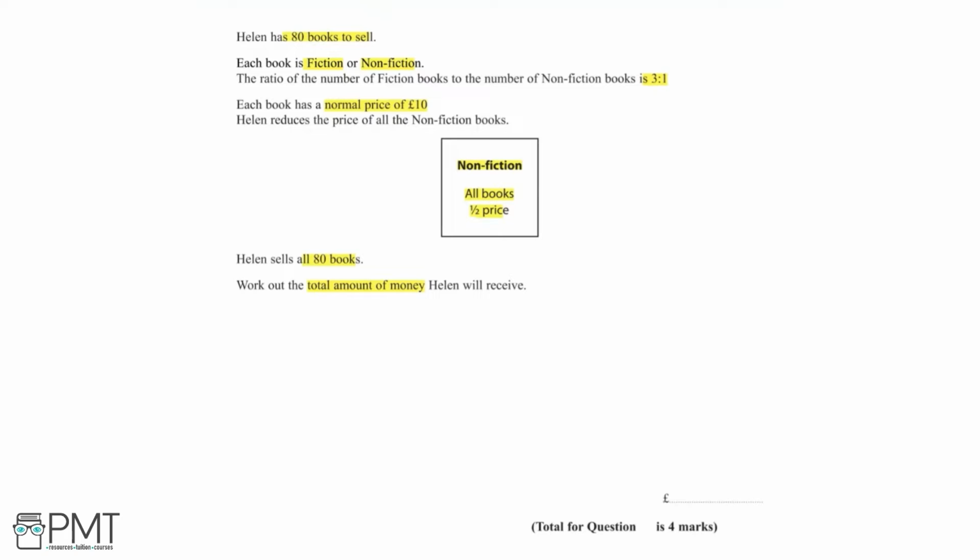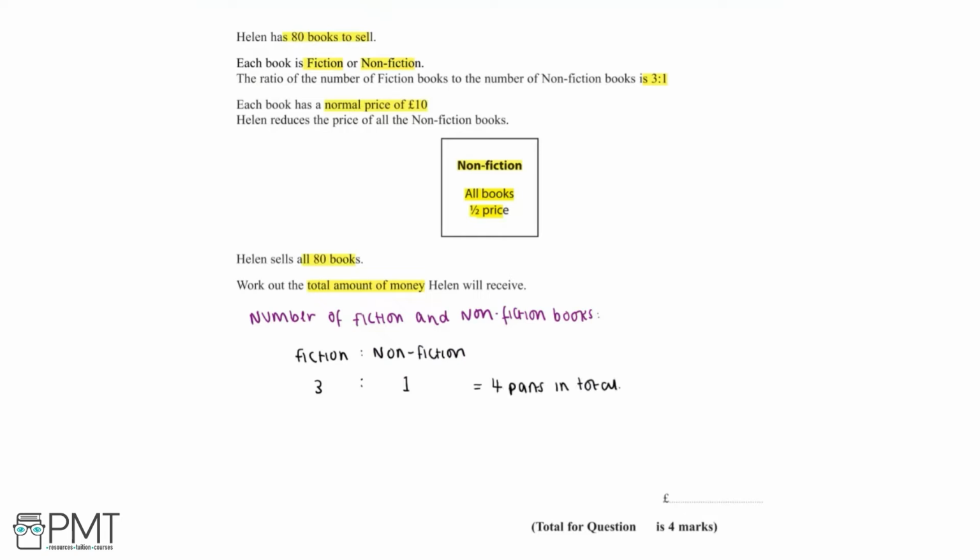Now we're told that the ratio of the number of fiction books to the number of non-fiction books is 3 to 1. This means that we have 3 plus 1 equals 4 parts in total. Now this ratio means that 3 out of these 4 parts are fiction, and 1 out of the 4 parts is non-fiction. And so we can write this as a fraction. We can say that 3/4 of the total amount of books are fiction, and 1/4 of the total amount of books are non-fiction.